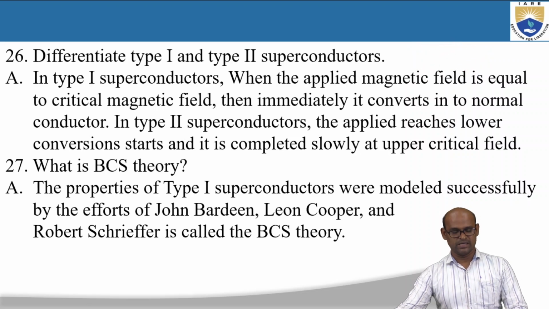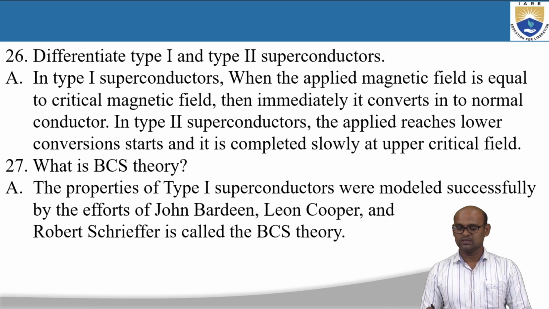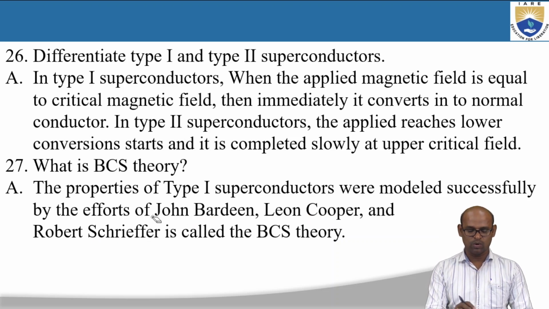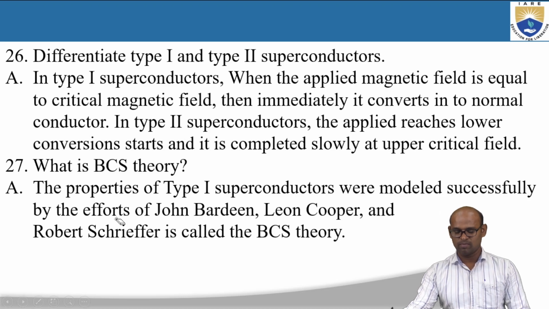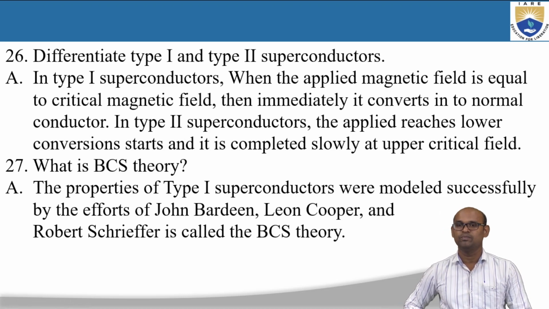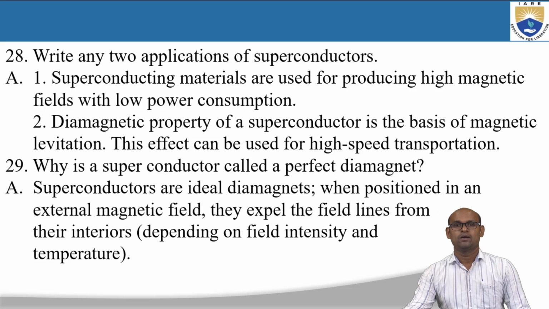What is BCS theory? The properties of type 1 superconductors were modeled successfully by the efforts of Bardeen, Cooper, and Schrieffer. This is a quantum theory developed by these three scientists, Bardeen, Cooper, and Schrieffer, and hence it is named BCS theory. It successfully explains the zero electrical resistance and the Meissner effect of superconductors.